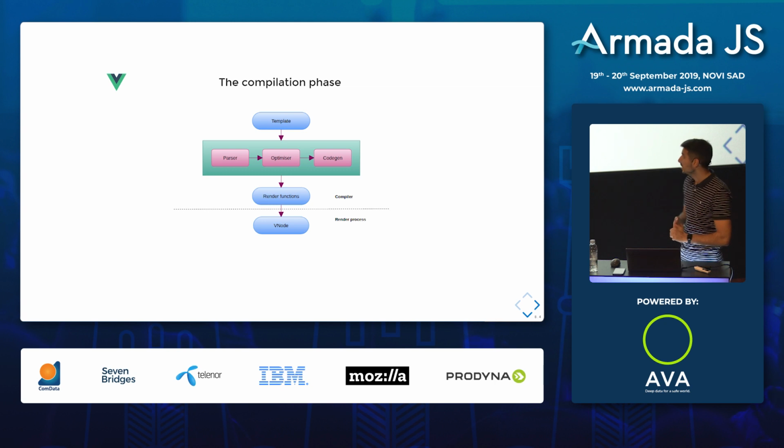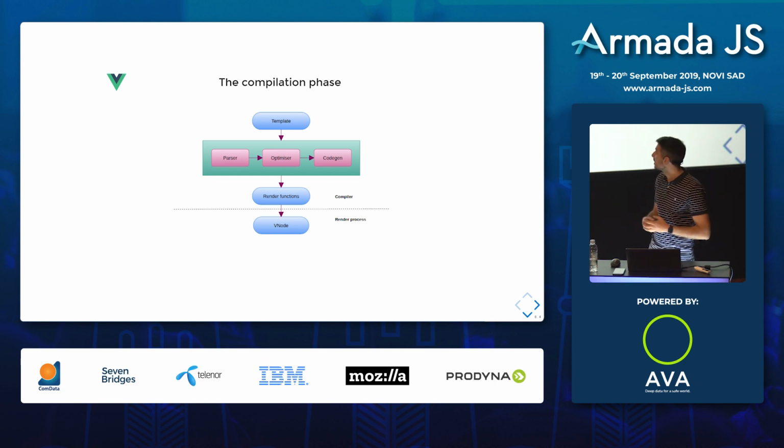Sorry. It takes the template, parses it, optimizes it, and does code generation. Parsing actually tries to find all the expressions used in a template. The optimizer works when the parser creates a tree of our HTML: it goes through all the nodes that are going to be created, finds those which are static nodes, like a div with text in it with no expression, creates a static version of the node and hoists it to the top, and it will not be checked anymore.